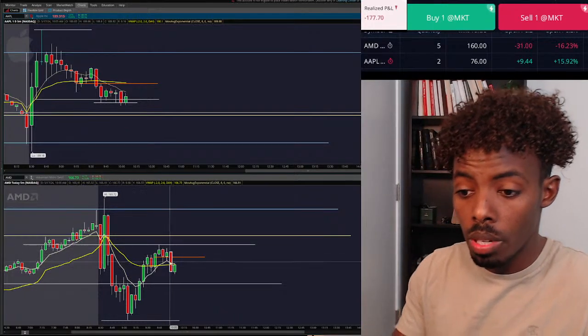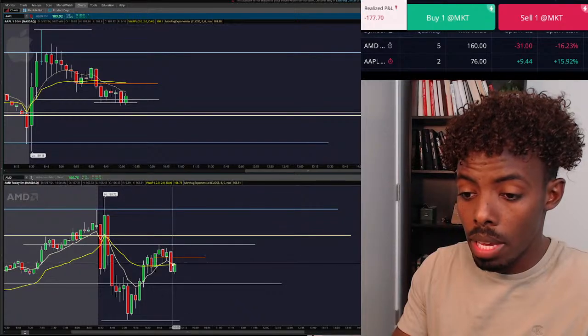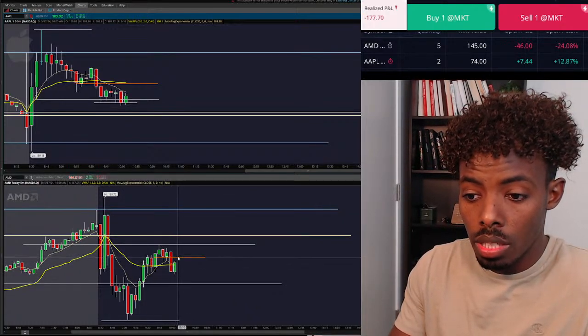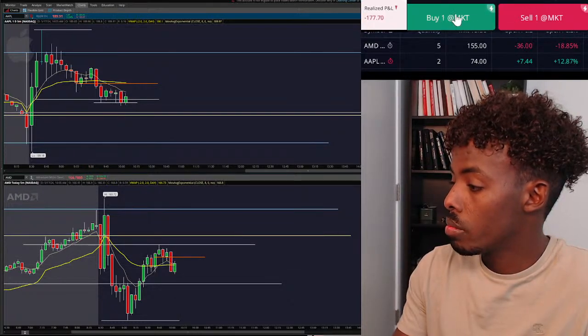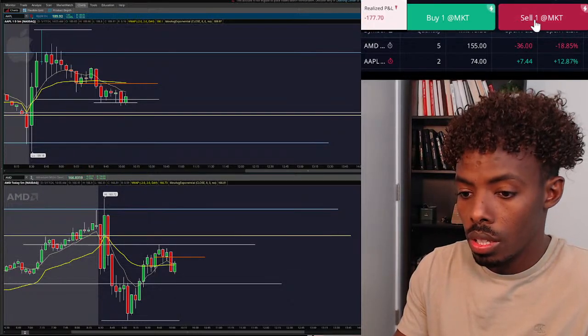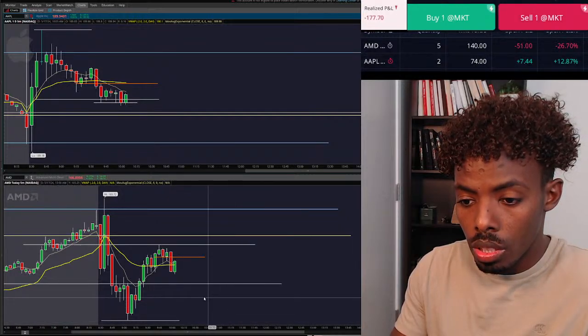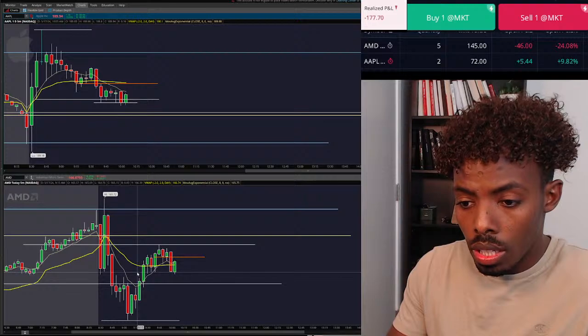So here we go. This is a nice, major push down. So is it gonna go to our max stop loss? Looks like it is. Looks like it is. So here we go.